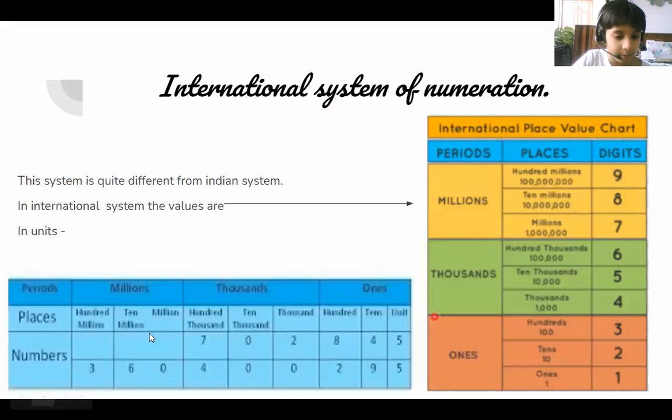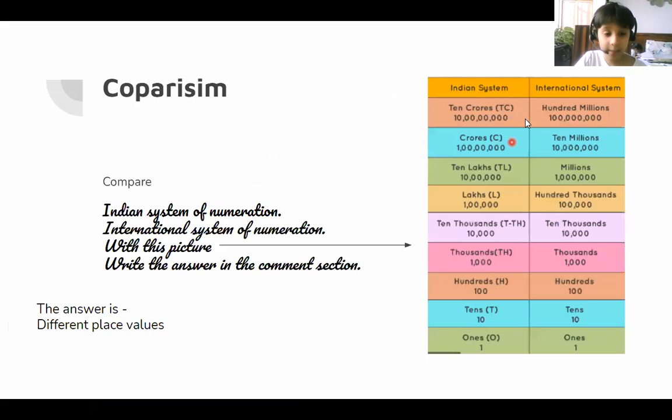Now here, instead of two, there are three. That is one difference. Comparison: if you listen carefully, you can easily compare the Indian system of numeration and the international system of numeration with this picture. Write the answer in the comment section. You might be wondering what the answer is. I'll tell you, don't worry.